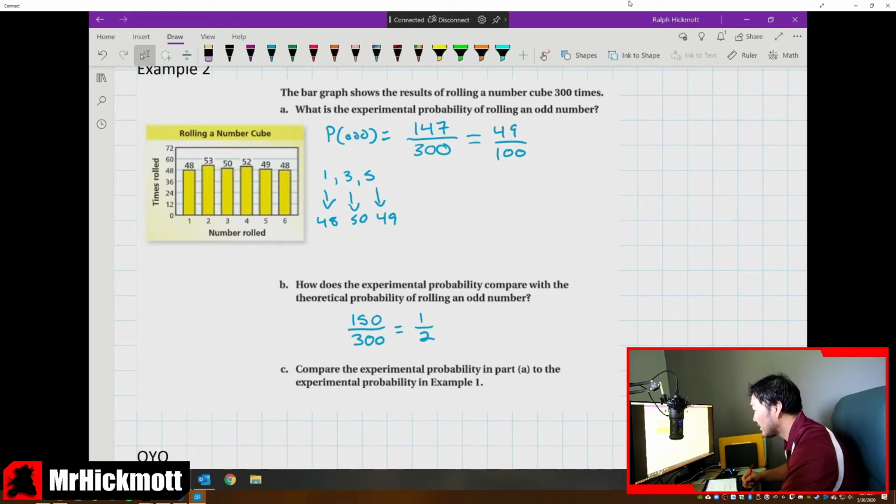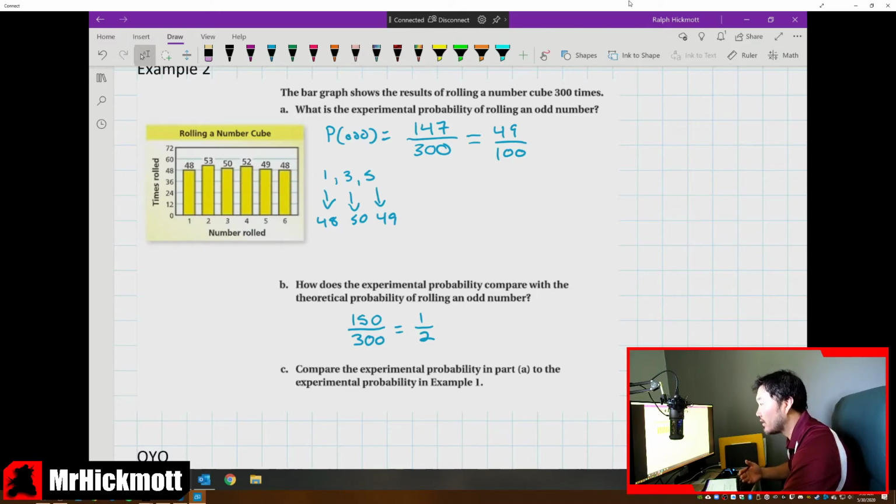Okay. Last but not least, let's look at C. Compare the experimental probability in part A to the experimental probability in example 1. Actually, we just talked about that in part B. The experimental probability is a little bit lower. It's not a whole lot lower. We would definitely want to analyze the experiment if it was drastically lower.